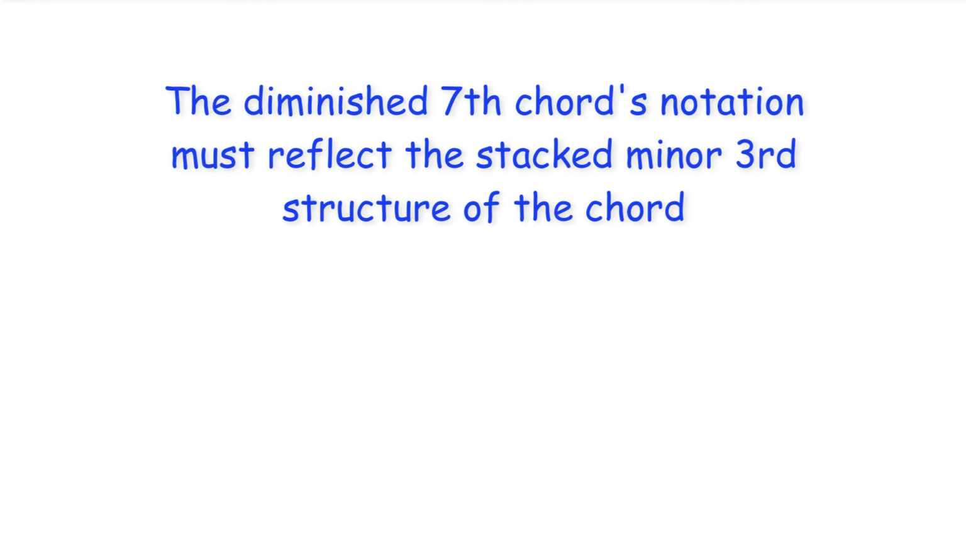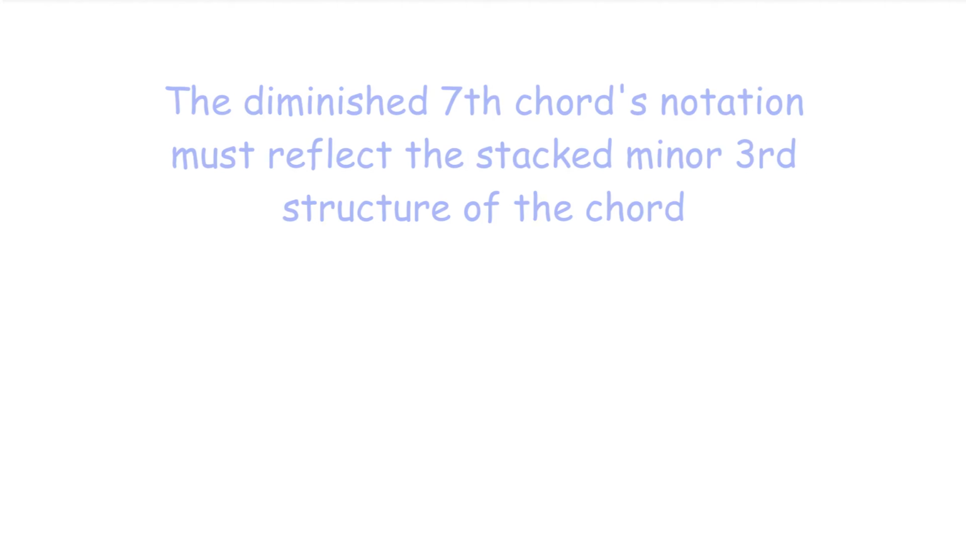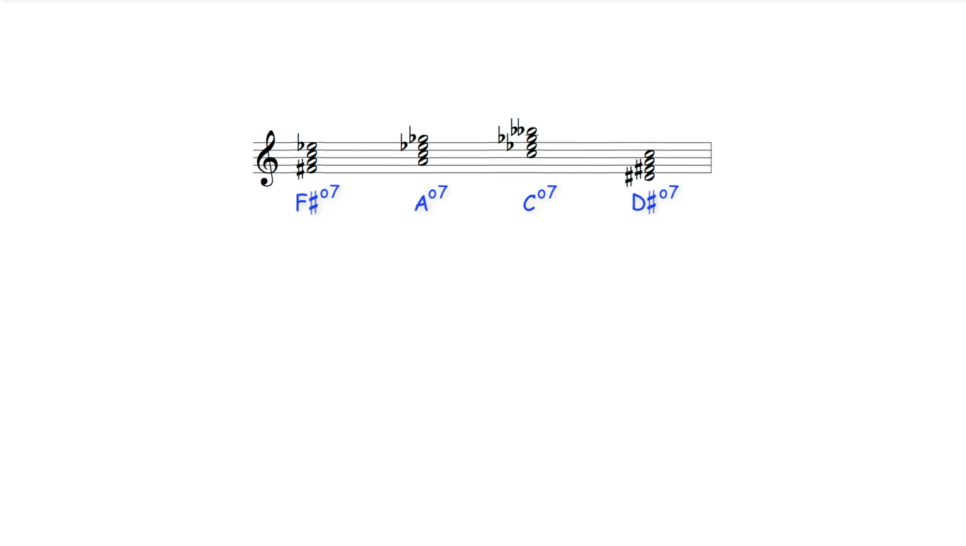The diminished seventh chord's notation must reflect the stacked minor third structure of the chord. Here, for example, where all of the chords are in root position, with each new chord the notation changes to preserve the minor third intervals.